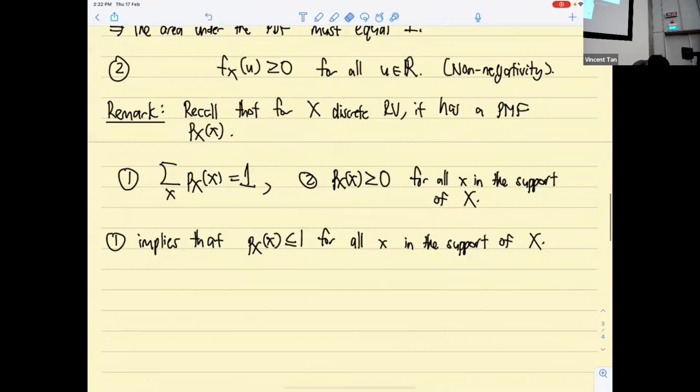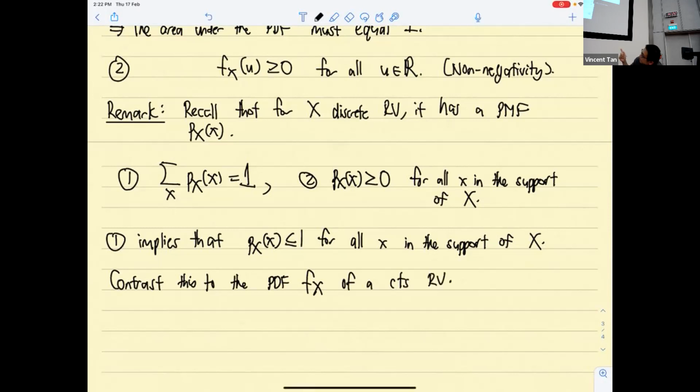Now, contrast and compare this to the PDF f_X of a continuous random variable. By the way, for the PMF of a discrete random variable, we always use p_X(x). For the PDF, we always use f_X(x), no exceptions. If you write p_X for a continuous random variable, you are very wrong. We don't want to do that.